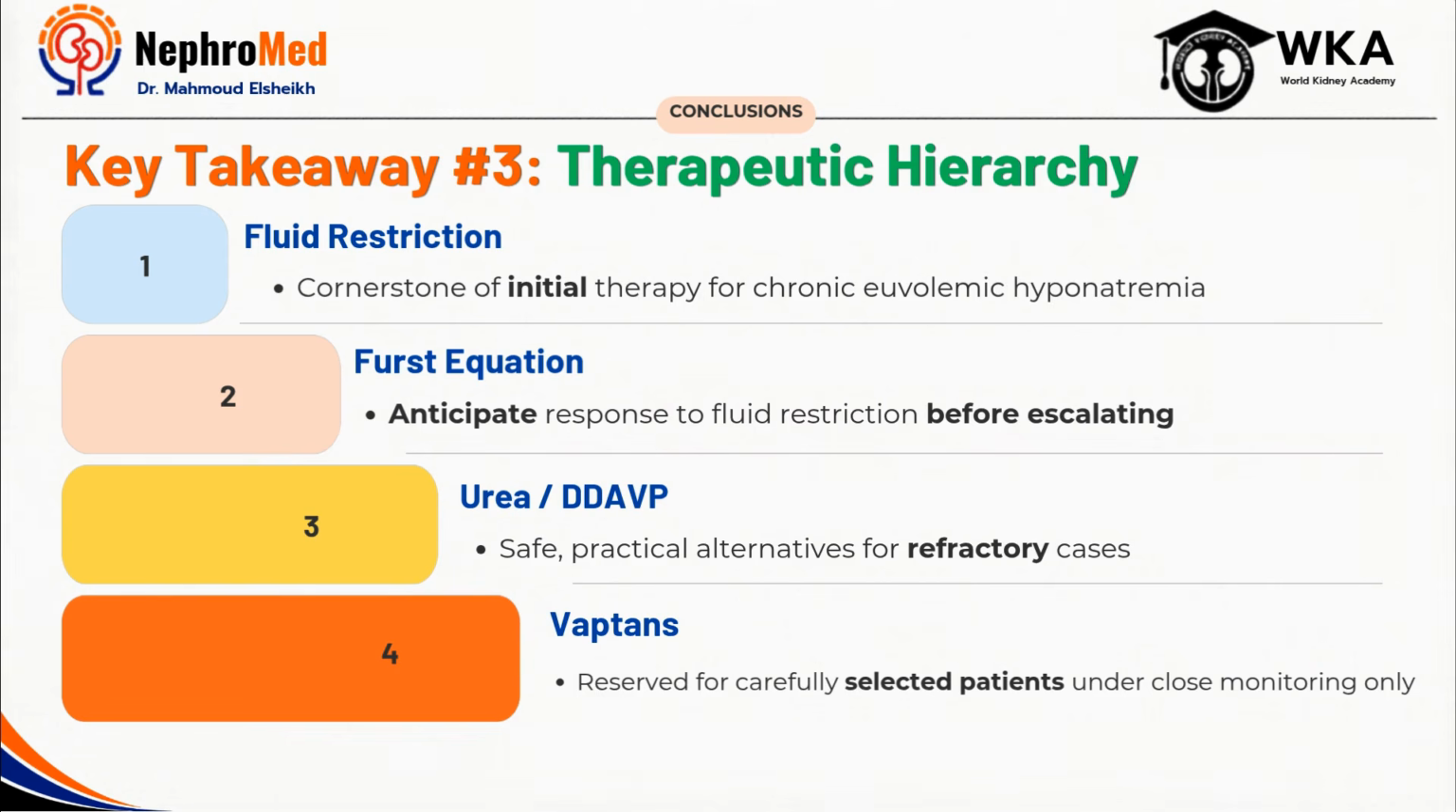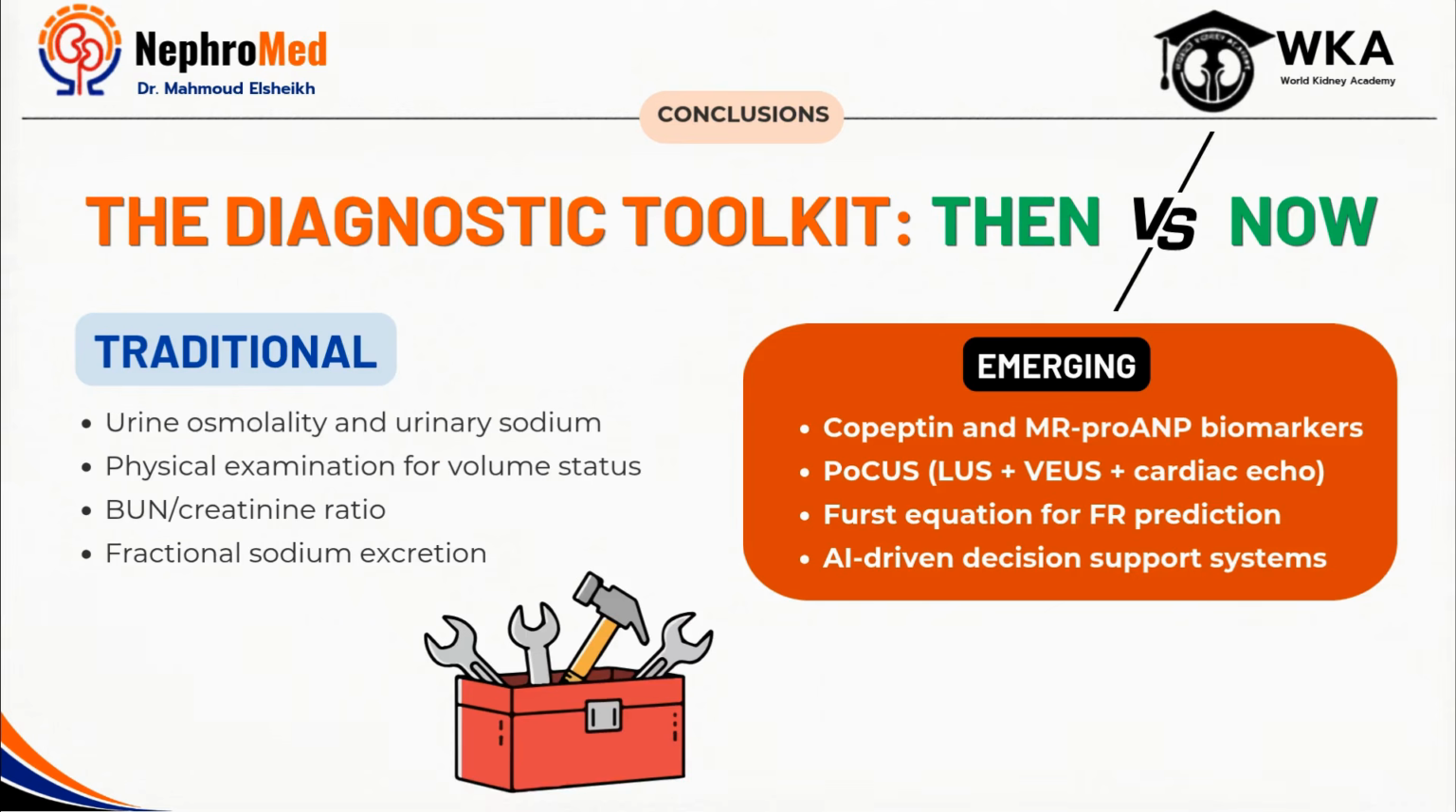Finally, vaptans, as we mentioned, should not be viewed as first-line agents. Although they can raise sodium effectively, their use should remain restricted to carefully selected patients under close biochemical monitoring, mainly because of cost, overcorrection risk, and lack of clear improvement in clinical outcomes. So overall, modern hyponatremia therapy is becoming more individualized, more physiology-driven, and increasingly focused on safety rather than simply correcting a sodium number.